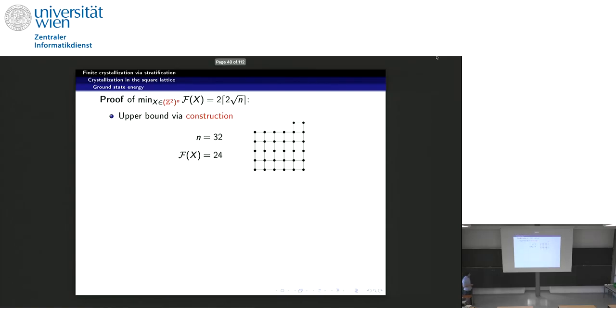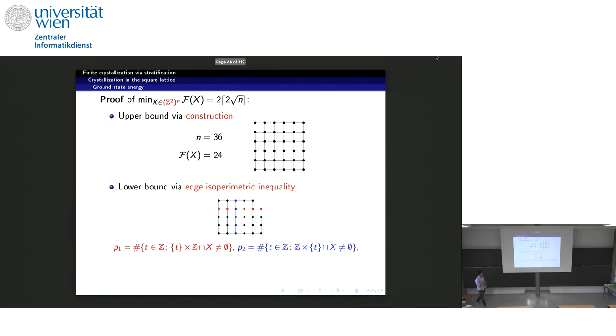Okay, a little bit more interesting to me is the lower bound. So how do you prove the lower bound? I suggest the following strategy. I take any configuration now, so that's an ansatz-free lower bound, and I take the longest chain in the horizontal direction, here in red, and the longest chain in the vertical direction, in blue, and I call P1 and P2 the lengths of these chains. Actually, what I do is take the projections onto the first and second coordinate direction, but that's not important, so it's the same in the picture that you see.